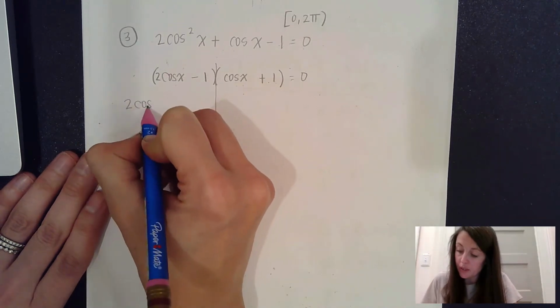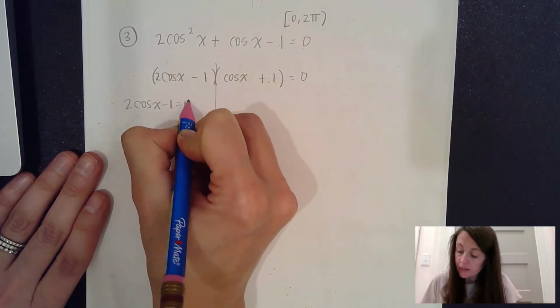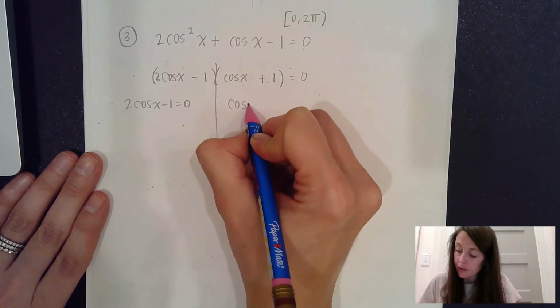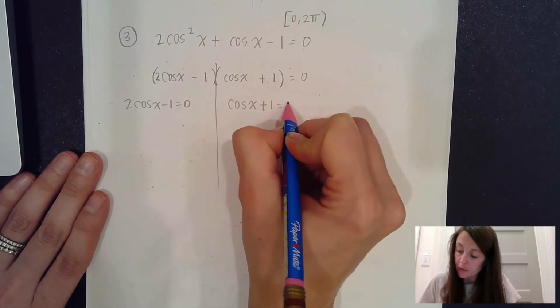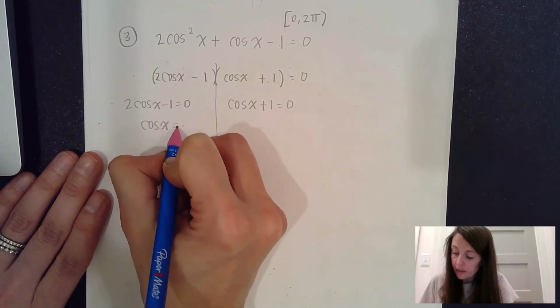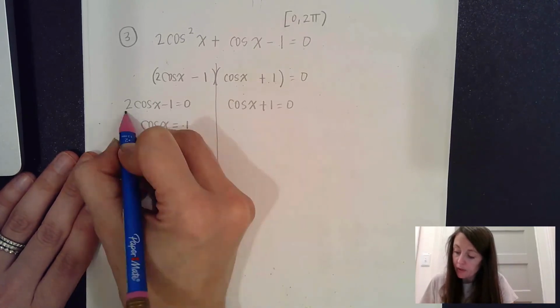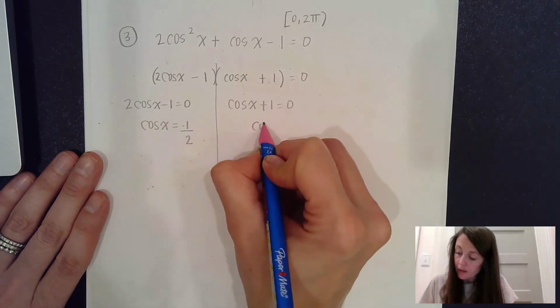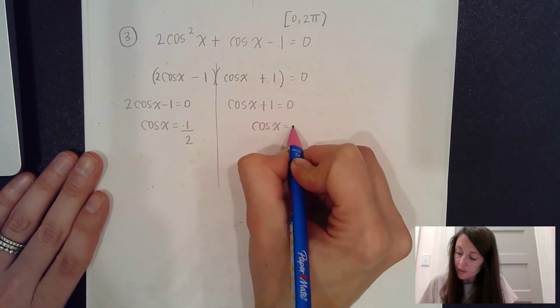So we'll have 2 cosine x minus 1 is equal to 0, and then cosine of x plus 1 is equal to 0. So we'll solve for cosine. We move the 1 over and then divide by 2. And we'll have cosine of x is equal to negative 1.